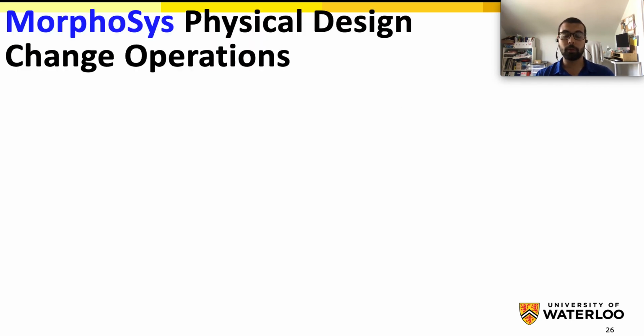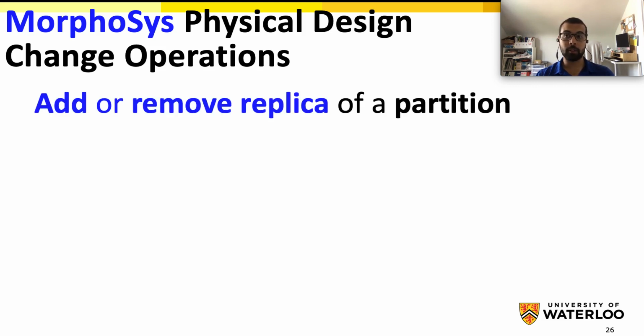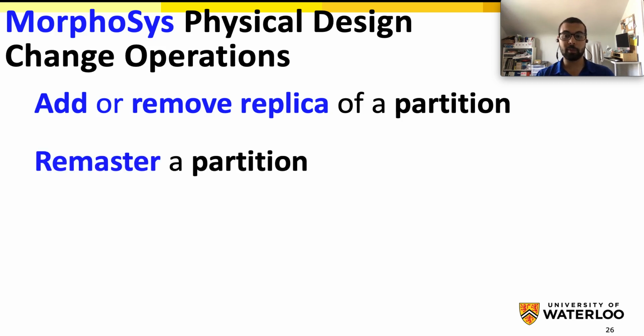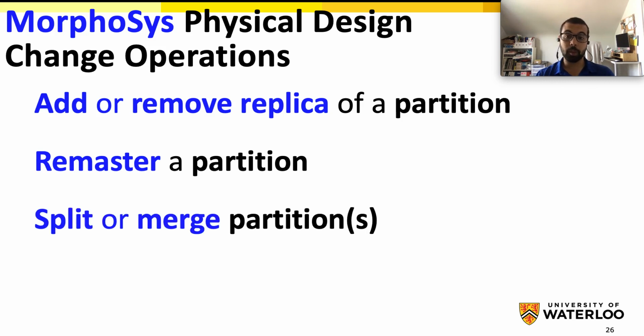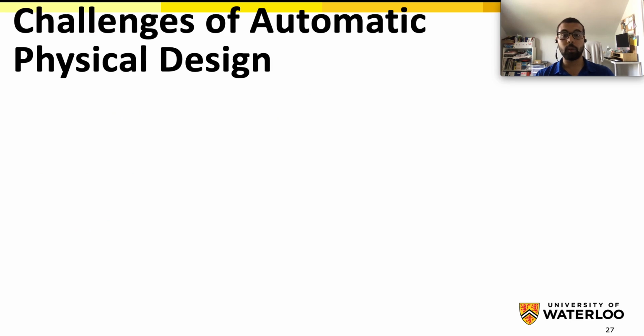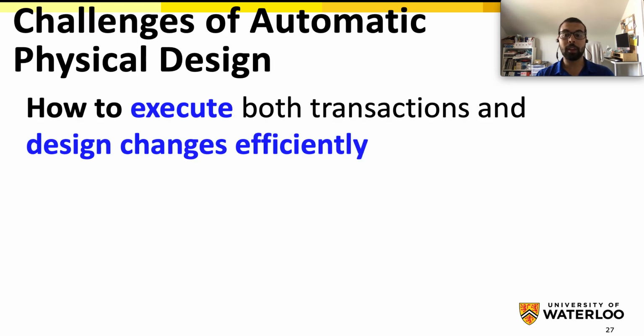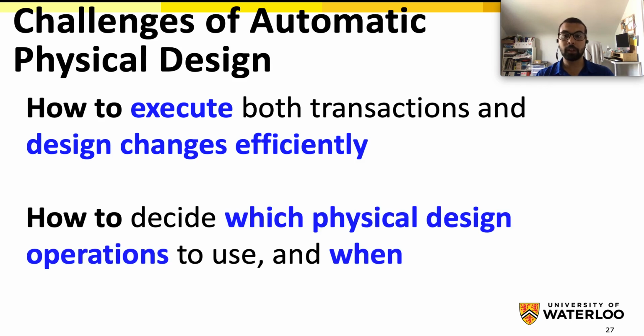In summary, MorphoSys uses the following physical design change operations to adapt its physical design: dynamic replication by adding or removing replicas, remastering to dynamically change partition mastership, and dynamic partitioning by splitting or merging partitions. There are two key challenges that MorphoSys needs to address to support automatic physical design: executing both transactions and physical design changes efficiently, and deciding which physical design operations to use and when.